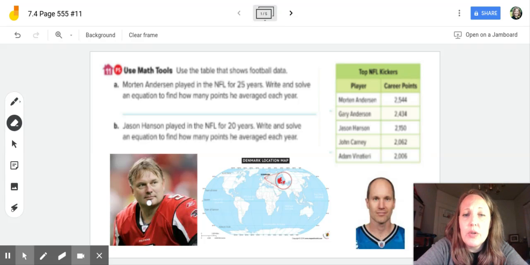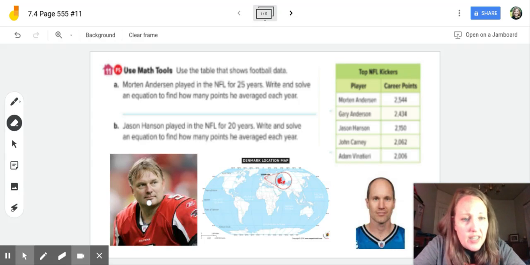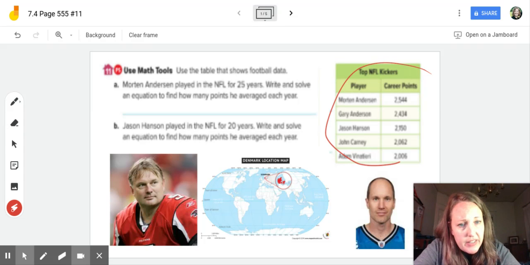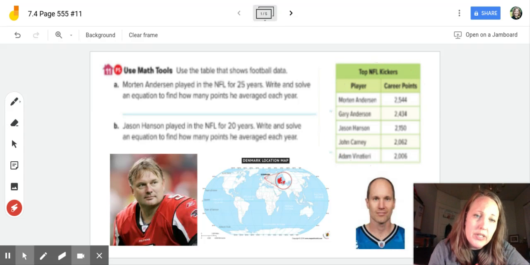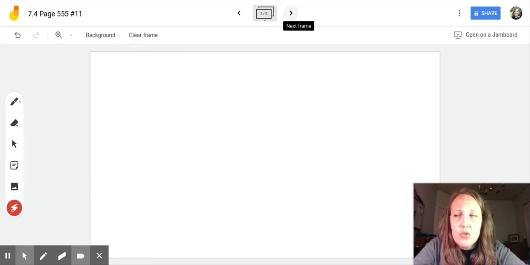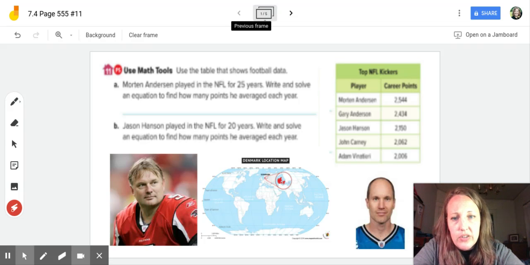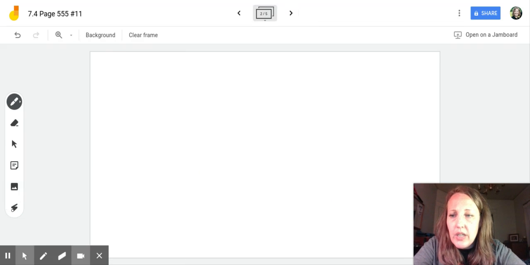So we want to write and solve an equation to find how many points each of these players averaged per year that they played. So we're going to write our equations based on the information that's given us in this table. So Morten Andersen, he scored 2,544 points in 25 years. Is that correct? 2,544. So we are going to write our equation like this.